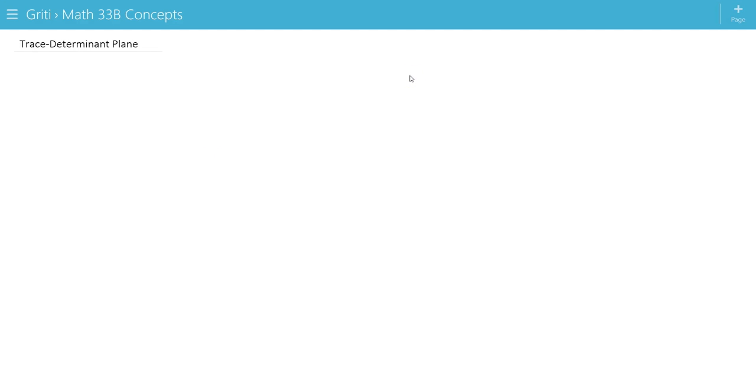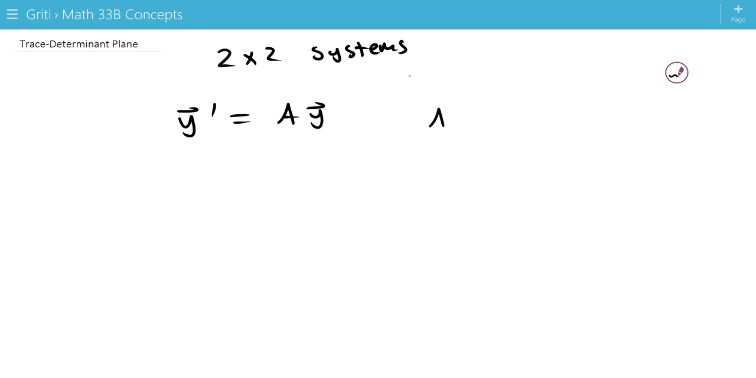This is the concept video for the trace determinant plane. So this is again for 2x2 systems. And this is the equation y prime equals A y, where A is a 2x2 matrix, A11, A12, A21, and A22.